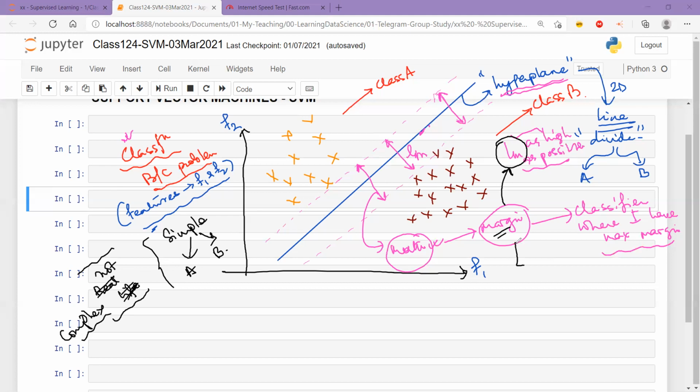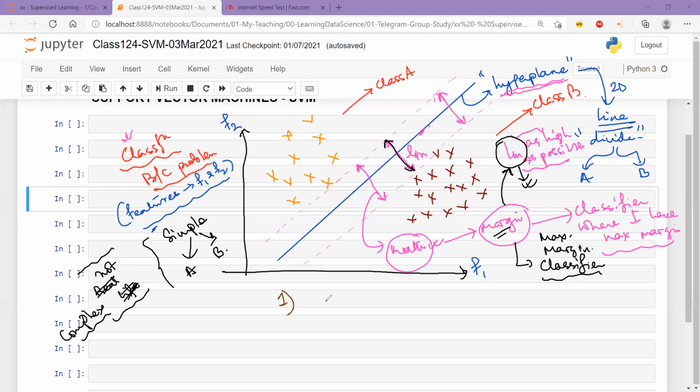In this case, I can call my classifier a maximum margin classifier. Why? Because I was able to create a classifier where I was able to maximize as much as I could the depth or the area that this margin is really covering. But in real life, we are going to have two problems, obviously.